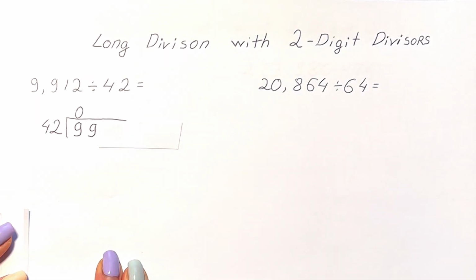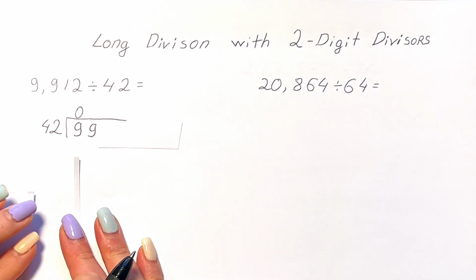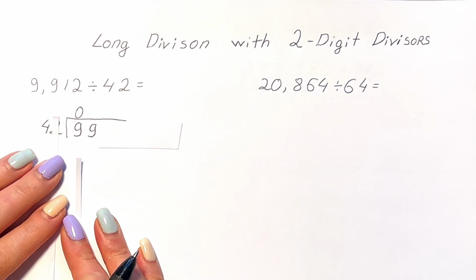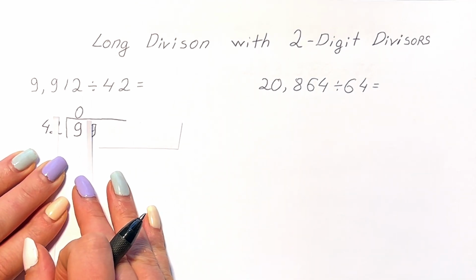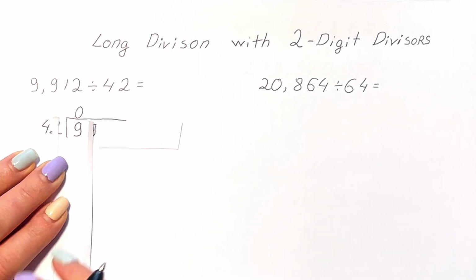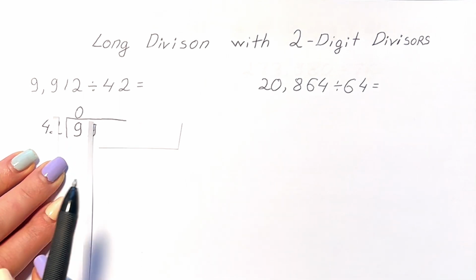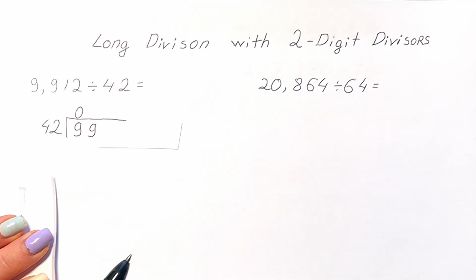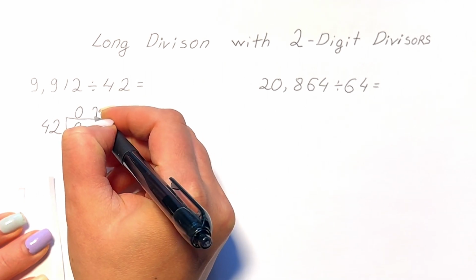As I told you, we don't need to write the multiples to be able to guess how many times 42 goes into 99. What I'm gonna do is make the divisor a one-digit number. I'm gonna cover one digit from the divisor, and the same thing in the dividend. Now my divisor is a one-digit number. 4 goes into 9 how many times? 2 times. It means 42 goes into 99 2 times, which is our imaginary number.